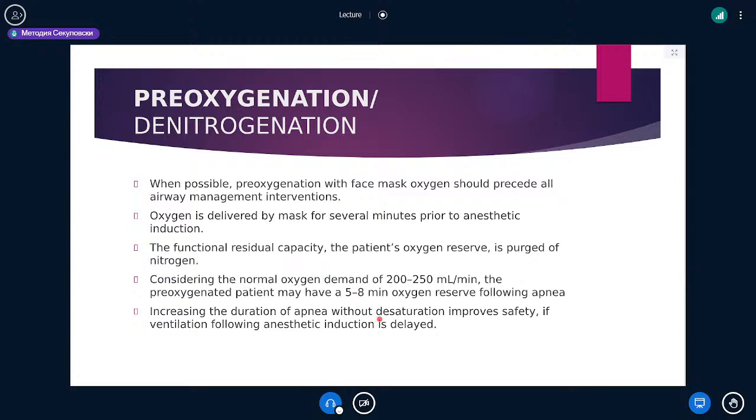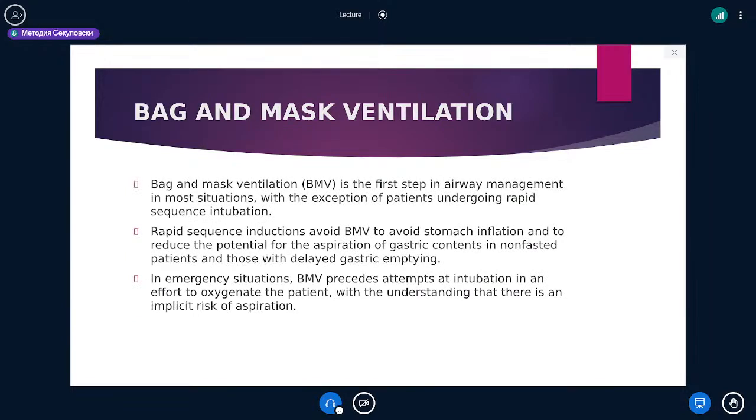This is very important for pre-oxygenation. Increasing the duration of apnea without desaturation improves safety if ventilation following anesthesia induction is delayed. Bag and mask ventilation is the first step in airway management in most situations, with the exception of the patient undergoing rapid sequence intubation.